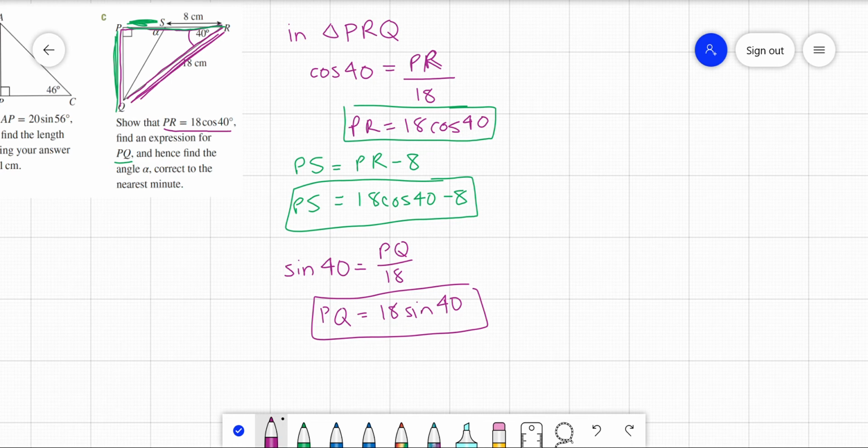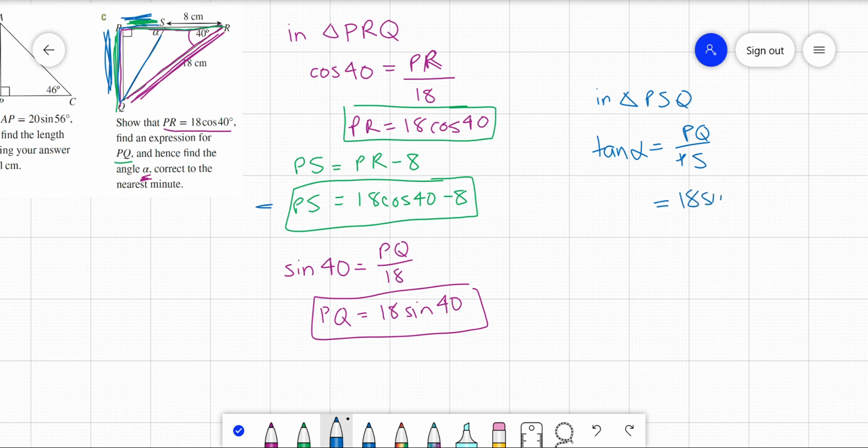So now if I'm interested in angle alpha, now angle alpha is in this triangle PSQ. So now I'm in triangle PSQ. And we've just found PQ, and you can see I've also got PS. So I'm going to use those two sides, which would be tan of alpha. So I know tan of alpha is opposite over adjacent. And I know those two sides because PQ we've got is 18 sine 40, and PS is 18 cos 40 minus 8.